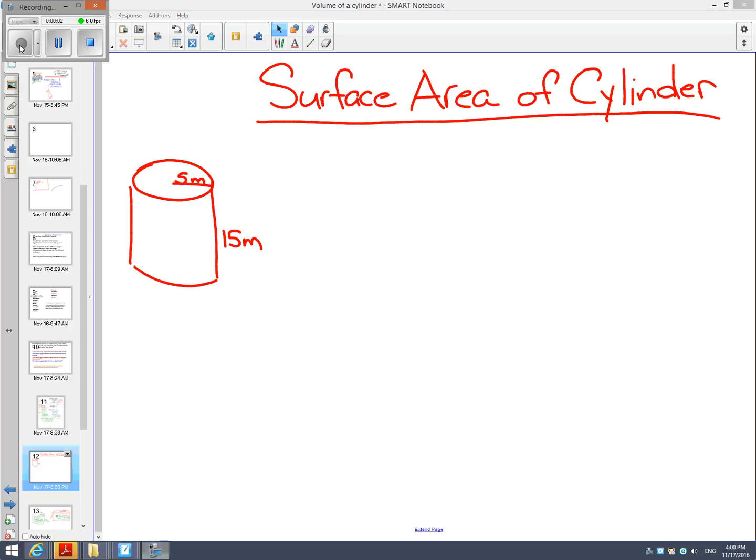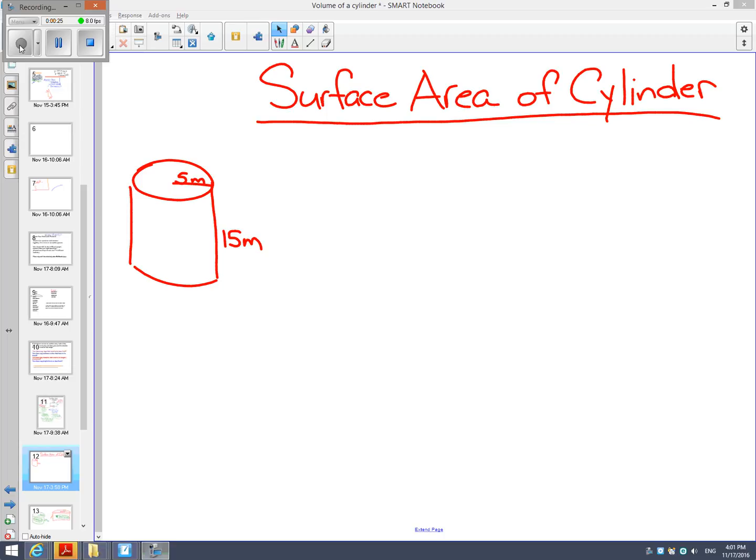All right, grade 8s, here's the surface area of the cylinder lesson that we talked about today. We did a lot of work when we built one out of paper and took it apart just so you could see all the nuances of it. But basically, here's what we have. There's a cylinder in front of us with a radius of 5 meters and a height of 15 meters.